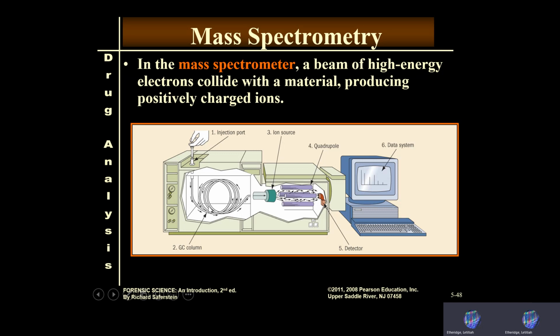Just like the regular GC, if you take a look at the mass spec, there is a GC column that is inside the mass spec. Okay, so for most labs, it's going to be a combination GC mass spec. The sample goes to the GC to separate its components. Then it goes directly through the mass spec so that we can get a picture of the actual sample.